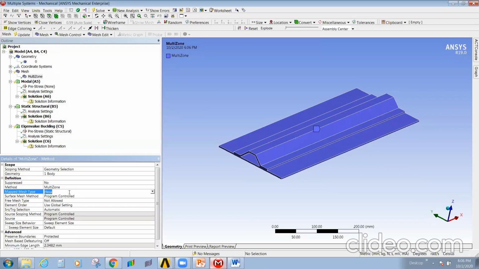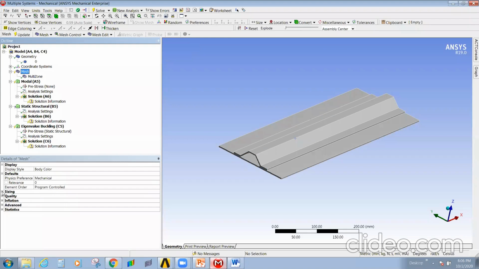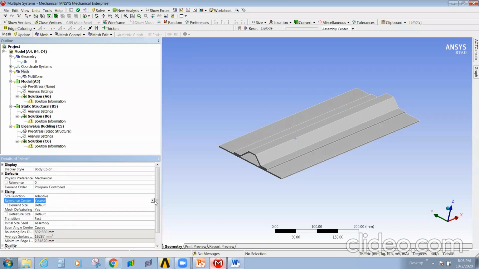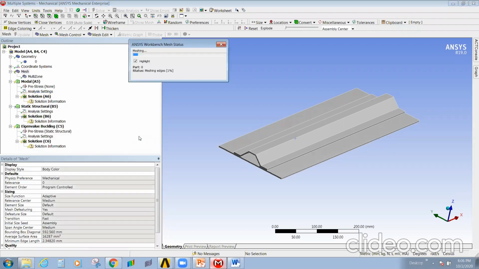Now it is automatic multi-zone. It is considering hexa elements. If you only create a plane, then your software will take it as 2D. Otherwise, it will consider it as solid itself. Okay, fine, no issue regarding that. You generate the mesh.